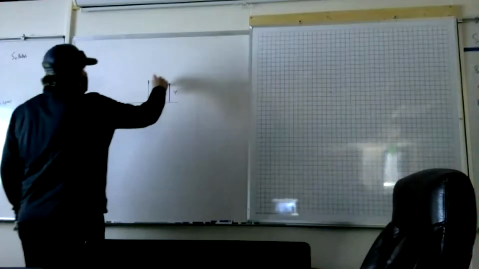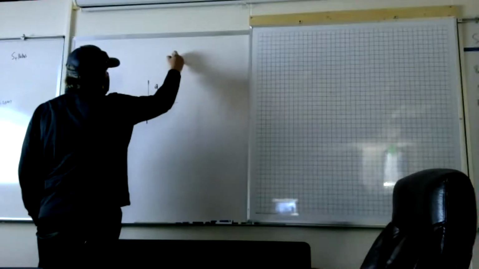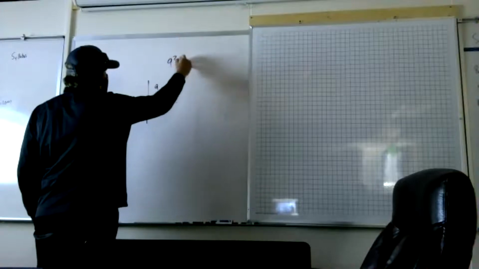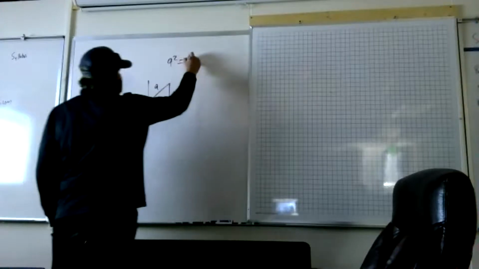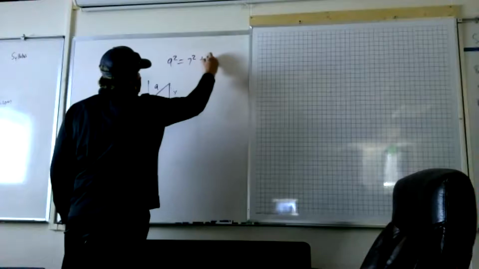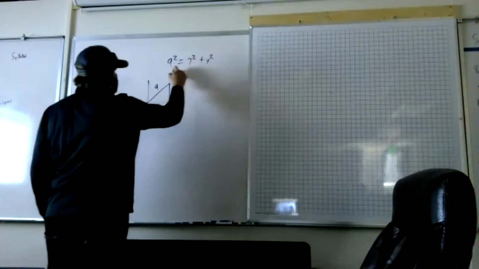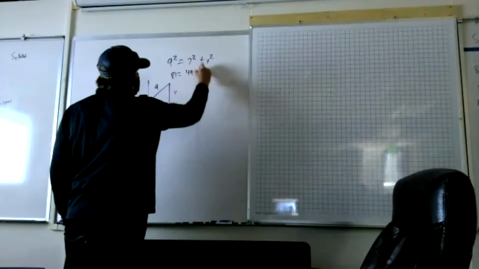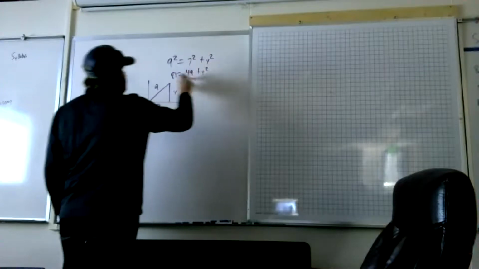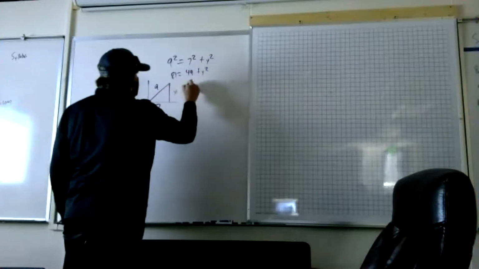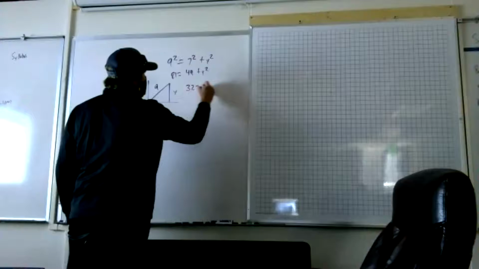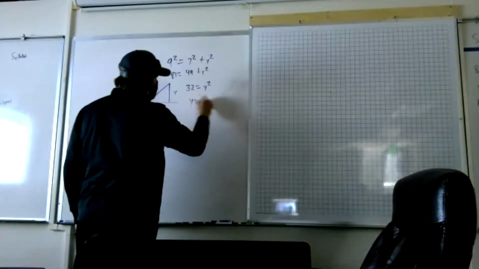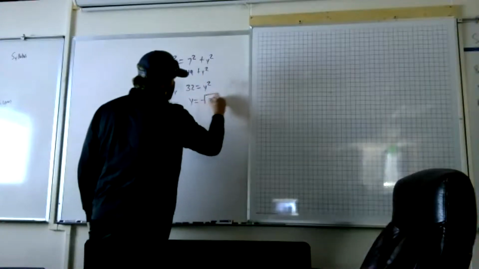So reversing the Pythagorean theorem, r is 9, so Pythagorean theorem says you're going to square it: 9 squared is equal to 7 squared plus y squared. 9 squared is 81. 7 squared is 49 plus y squared. 81 minus 49 is equal to 32, so that's equal to y squared. Take the square root, and we get y is equal to the square root of 32.